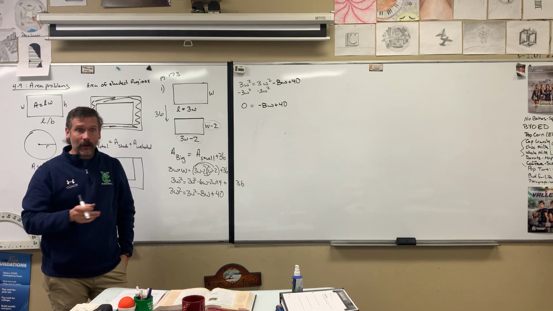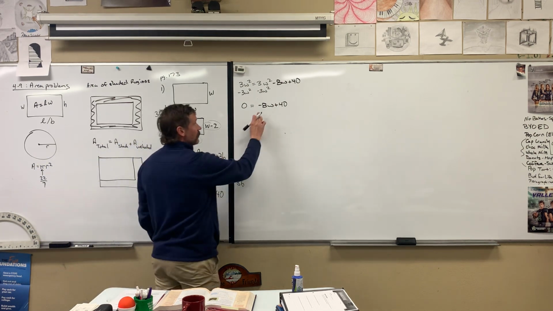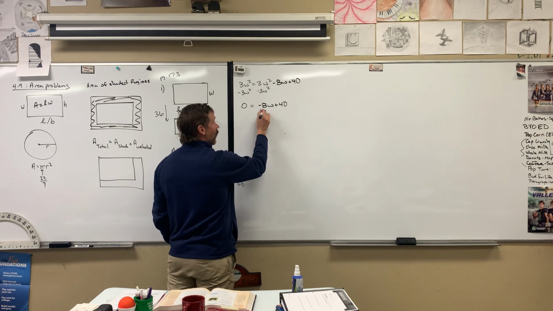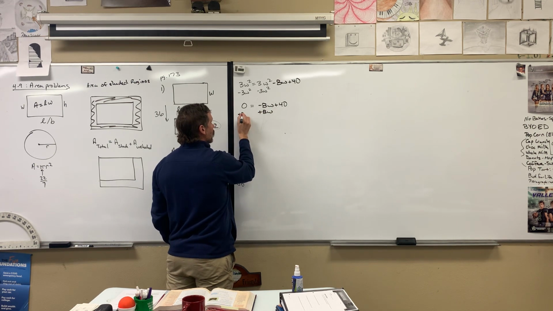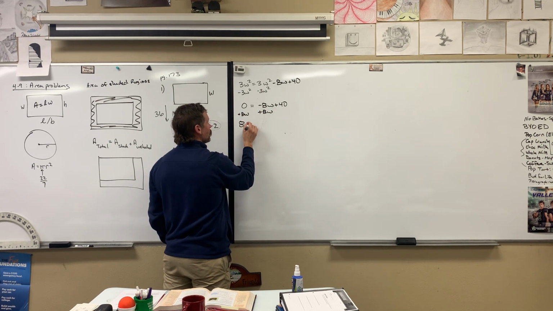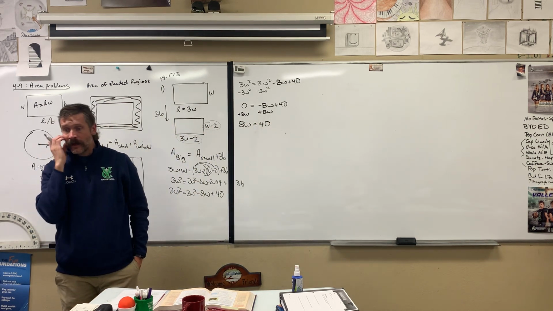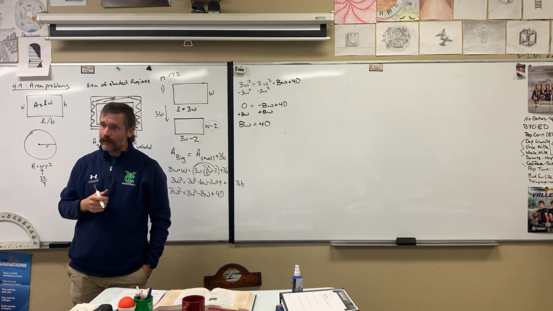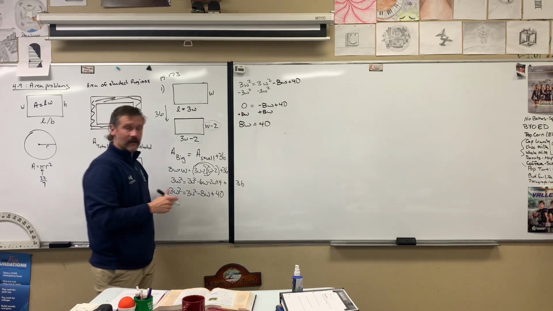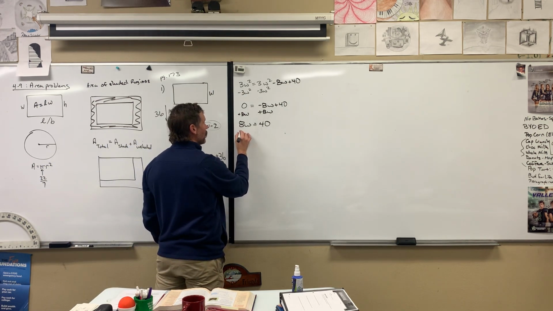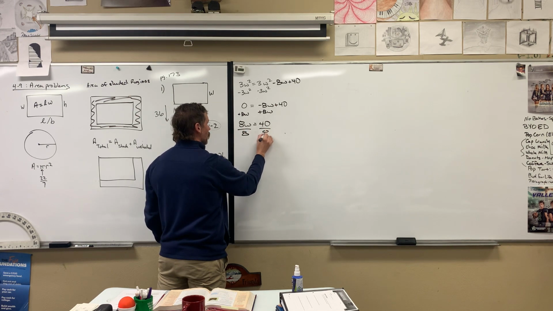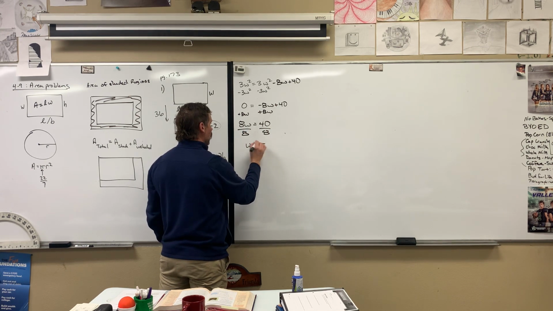Add the 8w to both sides. Okay. As this is a negative, let's do the opposite, and we're going to add 8w to both sides. 8w is equal to 40. Very good. And then our next quantum leap is to divide. And what do we get? Divide both sides by 8, and you get w is equal to 5.